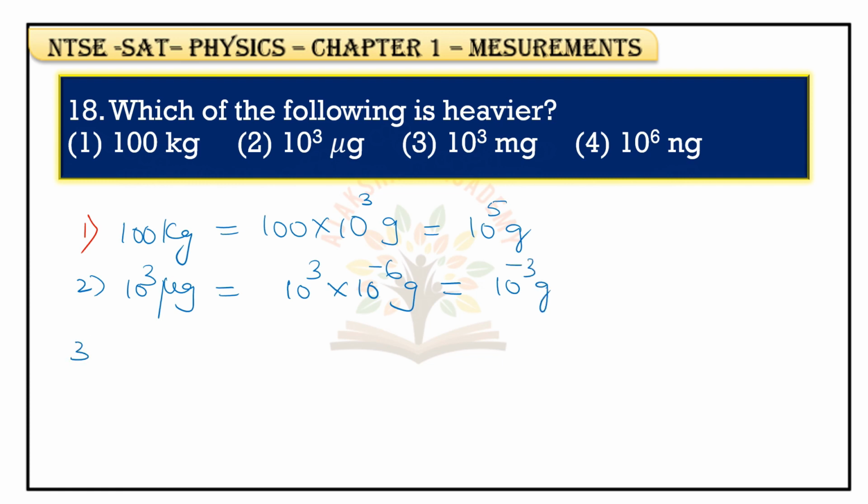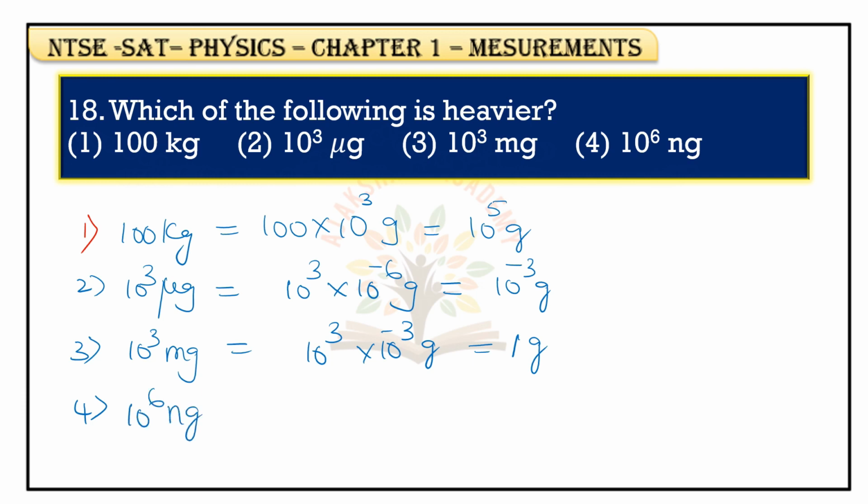Now third option, 10 cube milligram. So this can be written as 10 cube into 10 to the power of minus 3 gram. So here plus 3 minus 3 cancel, 0, anything power 0 is 1. So 1 gram. Then the last, fourth option is 10 to the power of 6 nanograms. So 10 to the power of 6 into 10 to the power of minus 9 grams. So that is equal to 10 to the power of minus 3 grams.